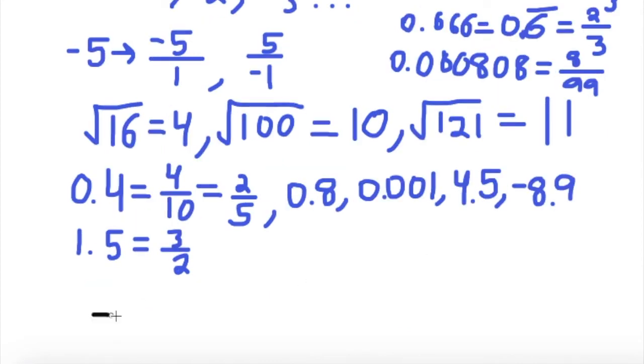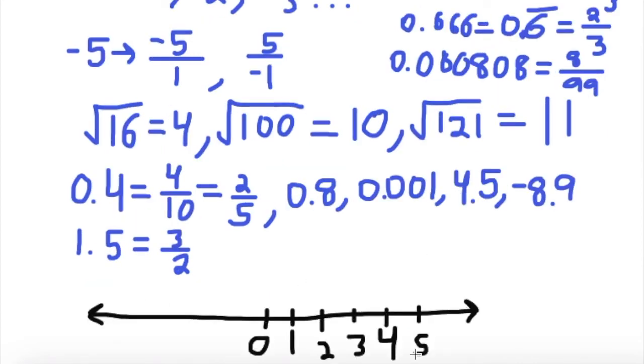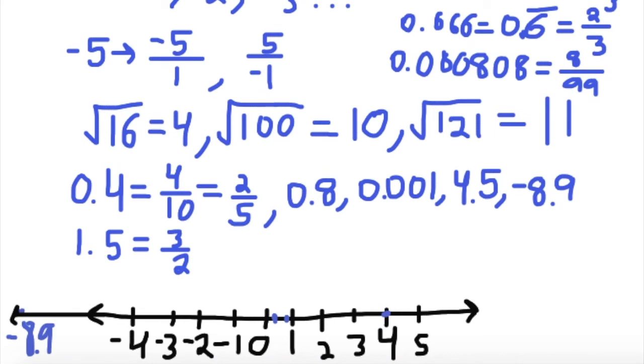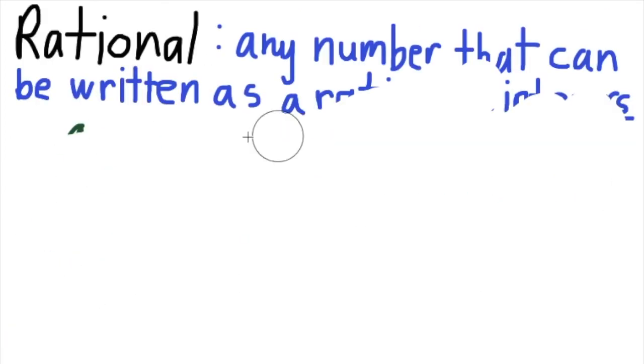So if you notice, all of these numbers that I noted can be shown on the number line. So, for example, 0.33333 can be shown on the number line, which is basically 1/3. So 1/3 can also be shown on the number line. The square root of 16, which equals 4, that can be shown on the number line as well. 0.8, for example, can be shown on the number line. -8.9 can also be shown on the number line. All of these numbers that I wrote here can be shown on the number line.